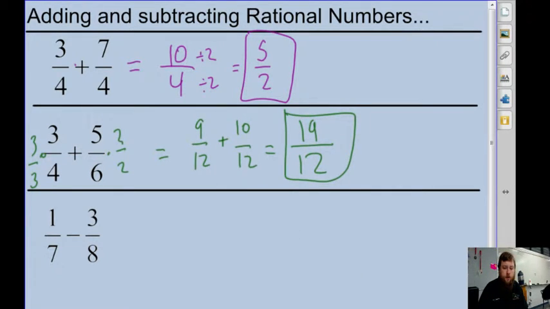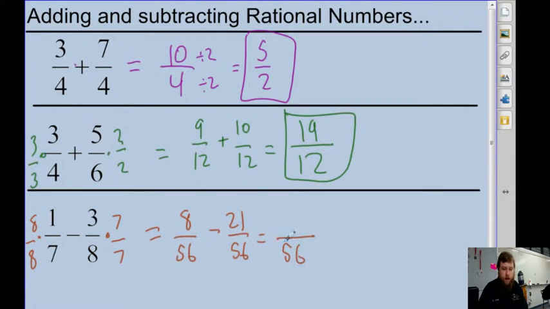On the bottom one, we're subtracting here. So 7 and 8, again, we're going to find the lowest common multiple. This is going to be 56, so I have to multiply the right by 7 over 7, and the left by 8 over 8. When you do this, 8 times 1 is 8 over 56, minus 3 times 7 is 21 over 56. Subtracting this time, so I'm going to have 56 in the bottom. 8 minus 21 is going to be negative 13. I cannot simplify. I will leave that answer.